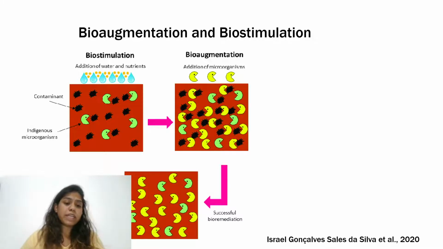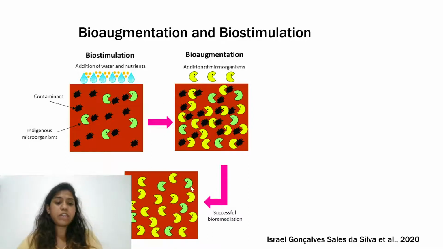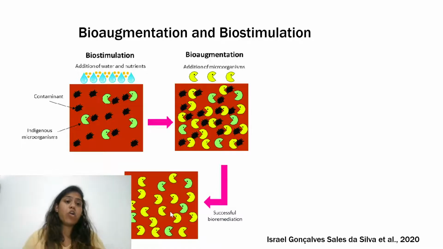So that can also be done if we are using a microbe which cannot really thrive in an environment with the indigenous microbes. So those are the two different ways bioremediation can be achieved: bioaugmentation and biostimulation.